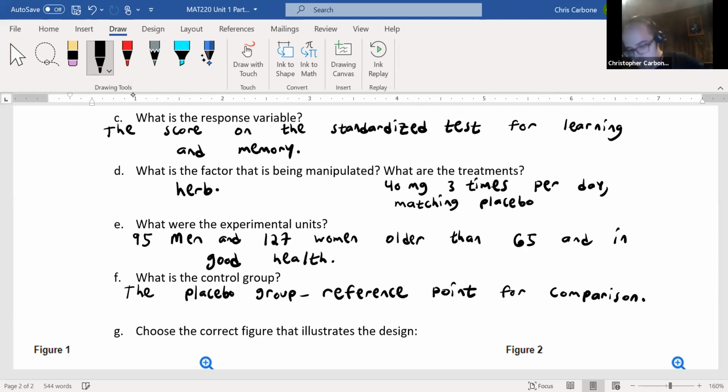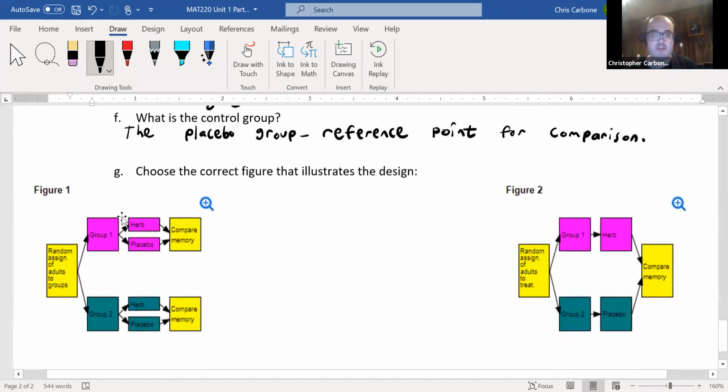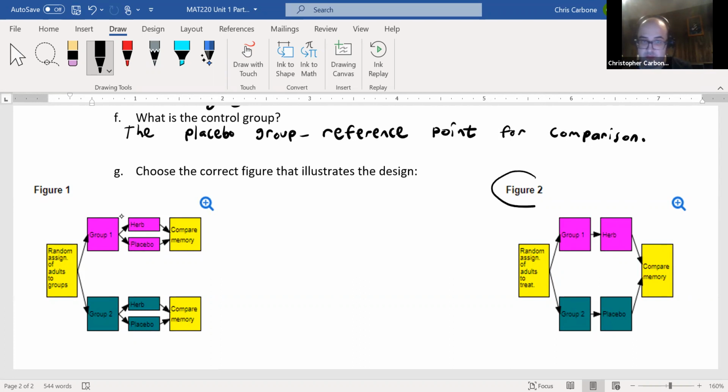And then finally for part G, we want to choose the correct figure that illustrates this design. And as we said from part A of question number 10 here, this is a completely randomized design. No attempt was made to first block any groupings for this experiment. So because of that, this is going to be this figure 2. All right, and that's because they were just randomly chosen for the herb or the placebo.